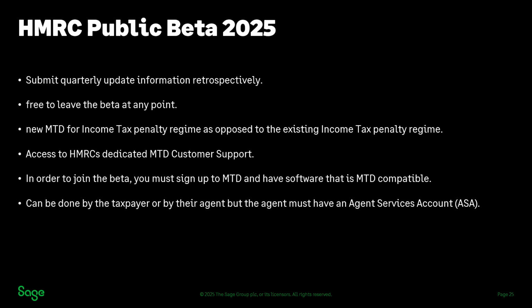In order to join the beta, you must sign up to MTD and have software that is MTD compatible. The MTD sign-up process is done on the government website and can be done by the taxpayer or the agent, but the agent must have an agent services account.